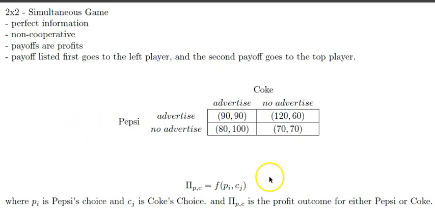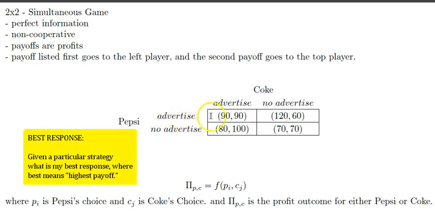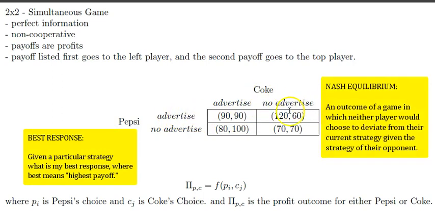And just for a practical consideration, when we talk about these payoffs, the first payoff, on the left, goes to the left player, and the second payoff, on the right, goes to the top player. So just keep that in mind. So for example, if both companies choose to advertise, Pepsi would get $90, Coke would get $90. If Pepsi chooses to advertise while Coke chooses to not advertise, Pepsi would get $120 and Coke would get $60.